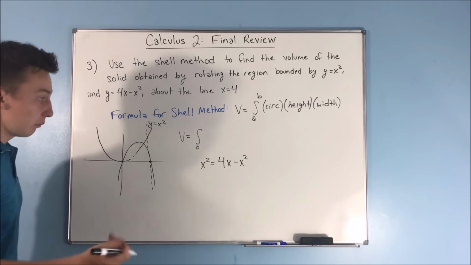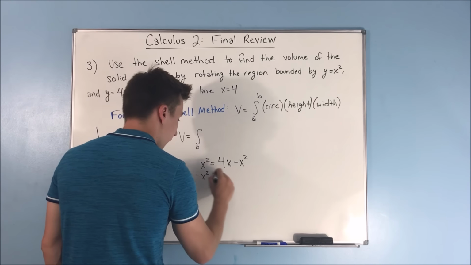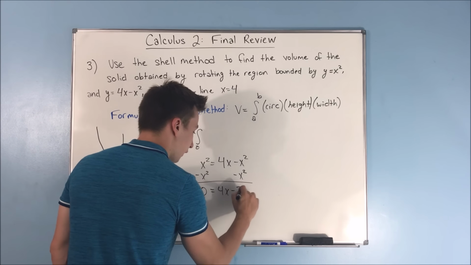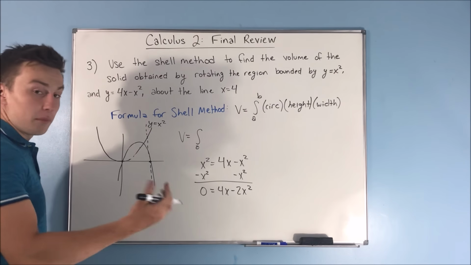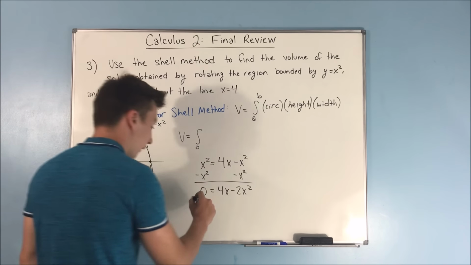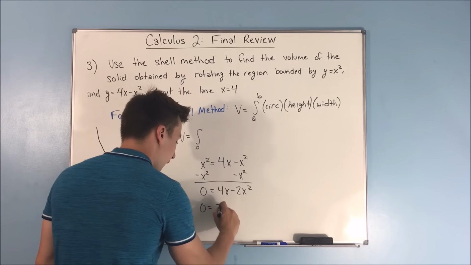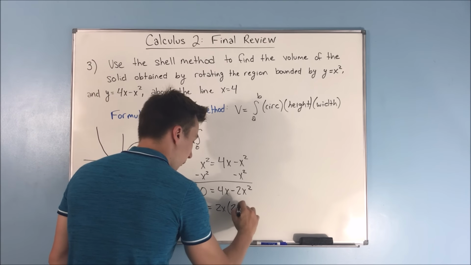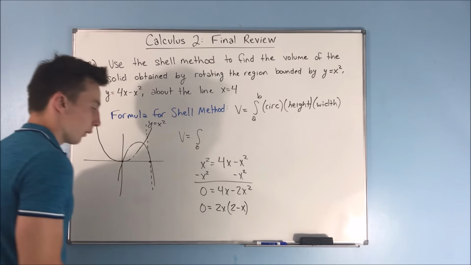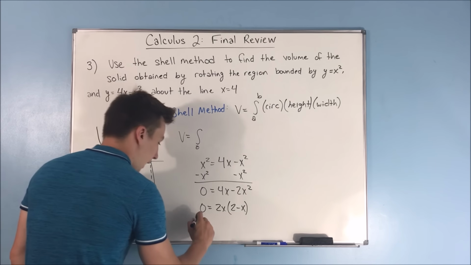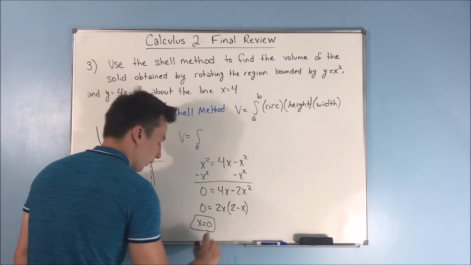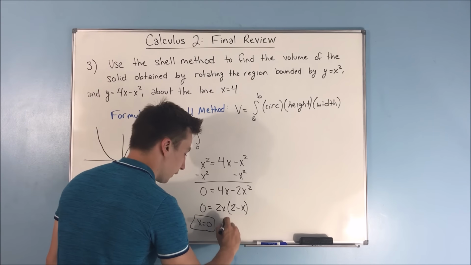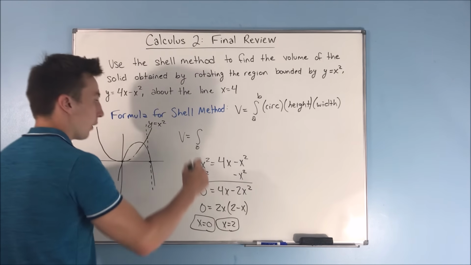Okay, we can just subtract x squared on both sides, and we get that 0 is equal to 4x minus 2x squared. We can factor out an x here. Actually, we can factor out a 2x here to get that 0 equals 2x times 2 minus x. Okay, so obviously they intersect at x equals 0. That's one of our endpoints. Okay, and the other is 2 minus x equals 0, which is just going to be x equals 2. So that's going to be our other bound, is x equals 2.